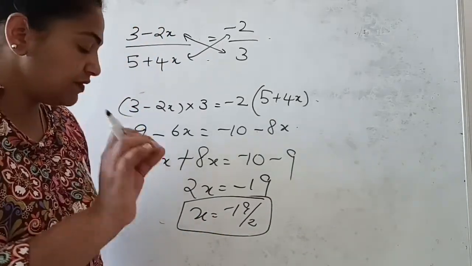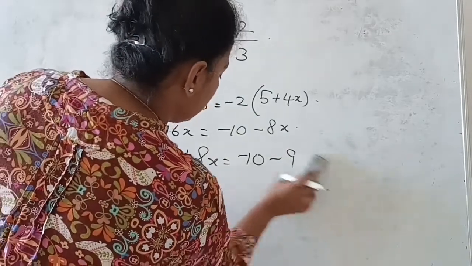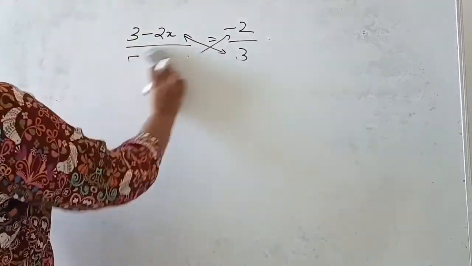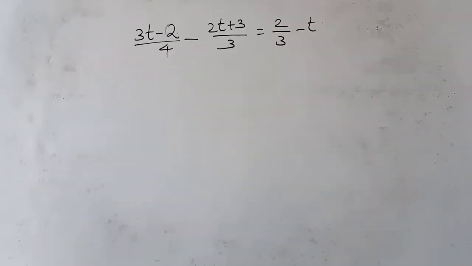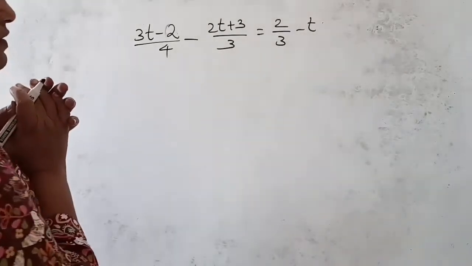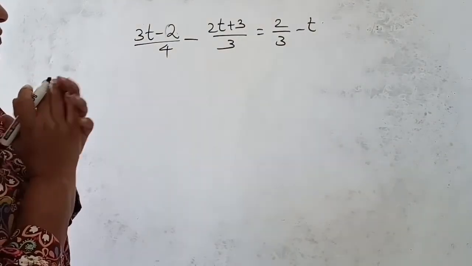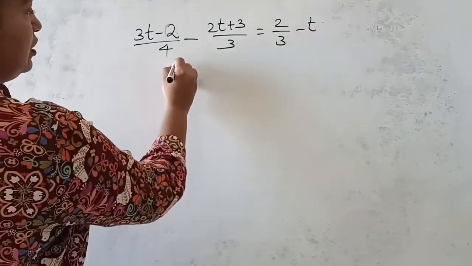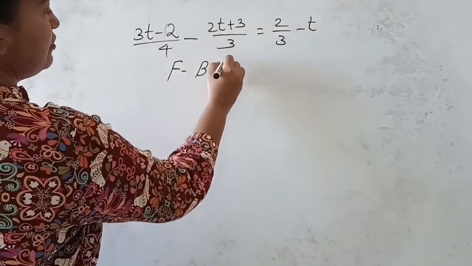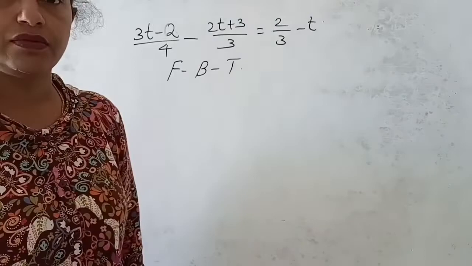Let us do another sum in which we will involve multiple fractional terms. Now here we have the second sum. (3t minus 2) by 4 minus (2t plus 3) by 3 is equal to 2 by 3 minus t. Okay. Now let us follow the fraction, bracket, transpose method.